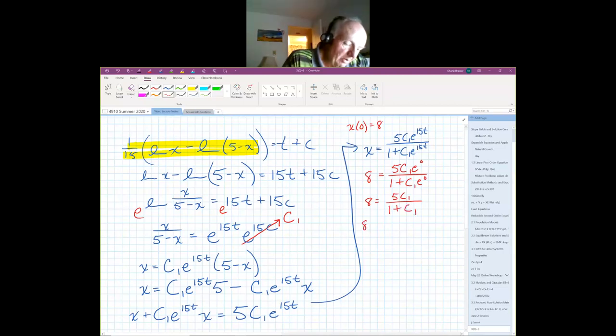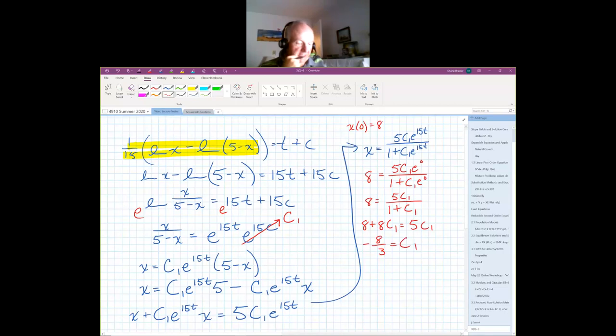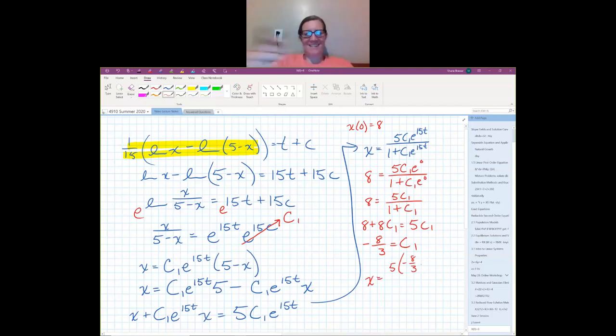Yep. Or 8 plus 8 C sub 1 equals 5 C sub 1. And so if we do this without a safety net, we should get what? Negative 8/3 equals C sub 1. 5c minus 8c is negative 3c. So there's our constant. So 8 minus 5 would be 3. Okay. I was a little bit slower on that. Okay, I'm catching up.